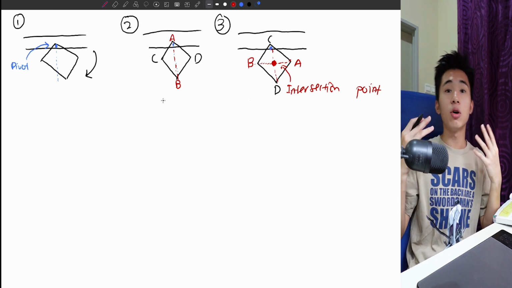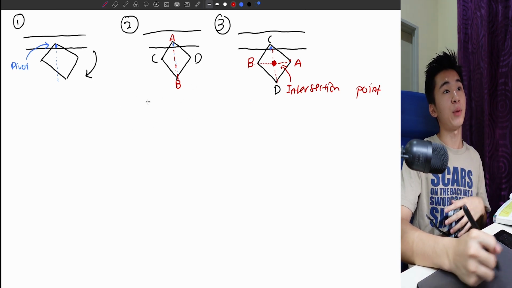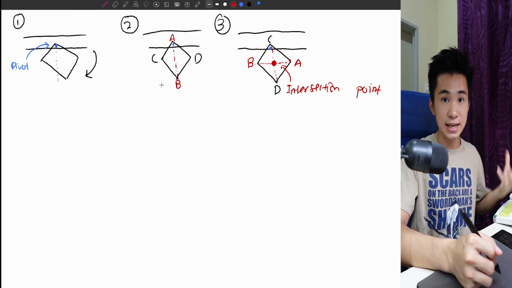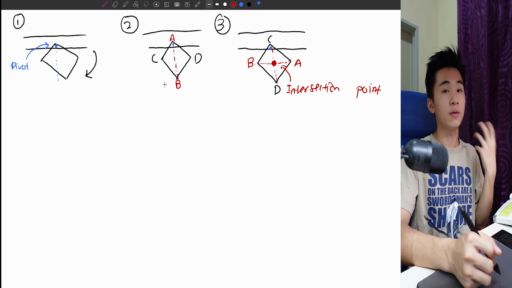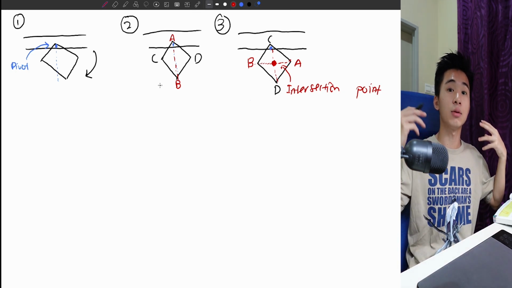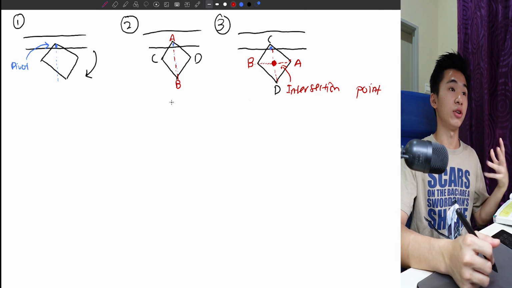And furthermore, if you are an IGCSE student, these types of practical questions will most likely appear in your paper 6. And if you are taking the core version, it will be your paper 5. If you are going to take the extended version like me, I took the extended version, this type of practical question will most likely appear in your paper 6.